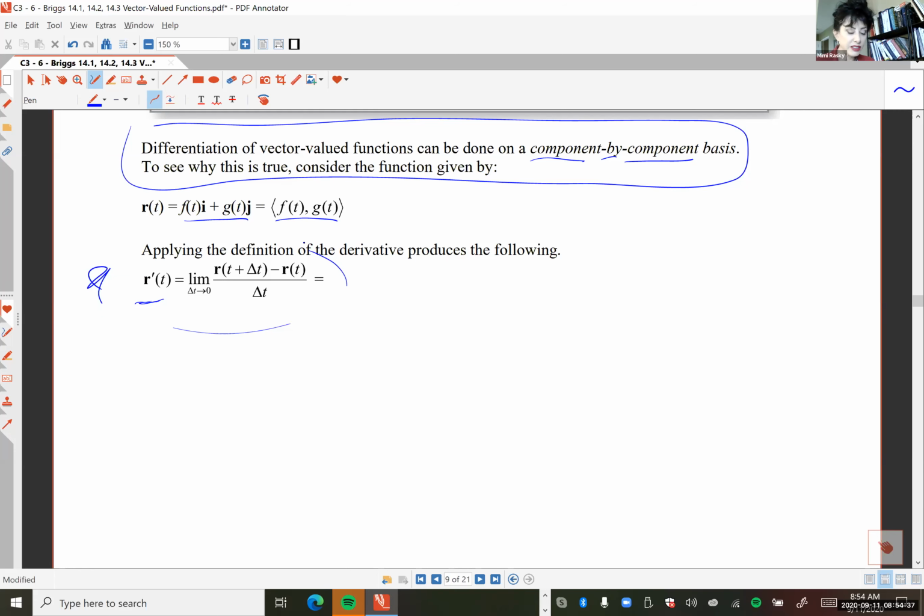This is just a quick little proof of why this works. For those of you who are math majors, if you're a true math nerd, you get excited about this stuff. If you are an engineering major and you're like, oh, I'm not into proofs, that's fine.